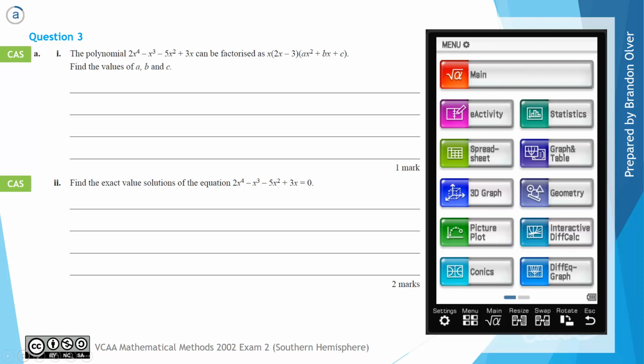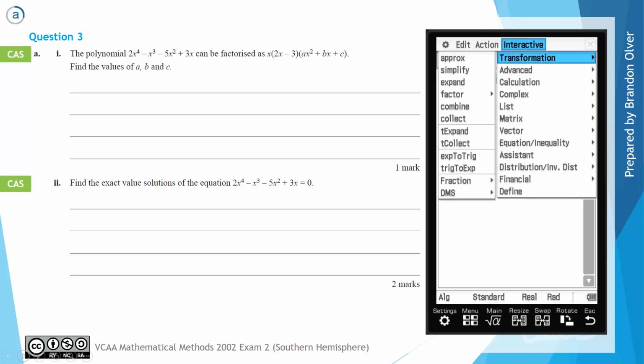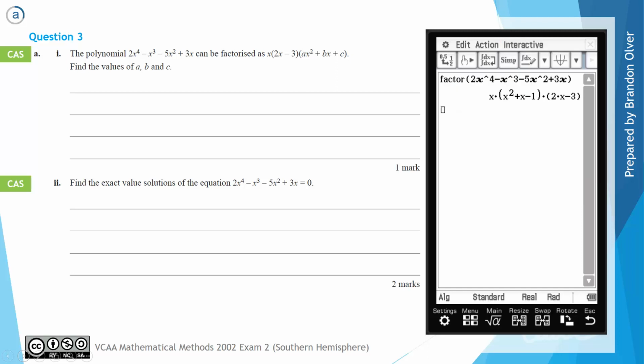So on the CAS calculator, go into the main menu. Next we want to type in the equation for the polynomial, which is 2x to the power of 4 minus x to the power of 3 minus 5x to the power of 2 plus 3x. To factorise this, we highlight it and go interactive, transformation, factor, and click factor. That will give us the factorised form for this expression.